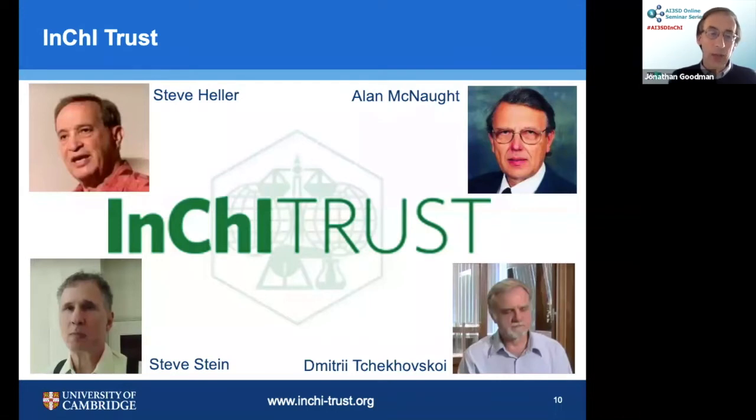Steve Stein worked at the NIST as well. Alan McNaught was the key person within IUPAC to drive the InChI forward, as well as being employed by the Royal Society of Chemistry. So his expertise with both IUPAC and the Royal Society of Chemistry enabled the InChI to take off. And Dmitry Chelovskoy was the person who actually wrote the program. So his enormous contribution was to write the algorithm which created the InChI in the first place. And these people together had an extraordinary combination of skills and talents. And Dmitry was and is a mass spectrometrist.